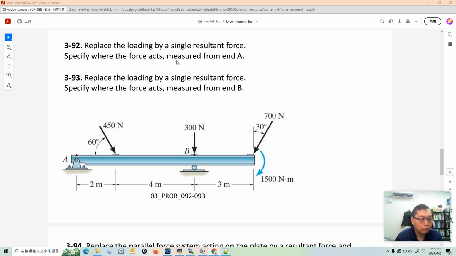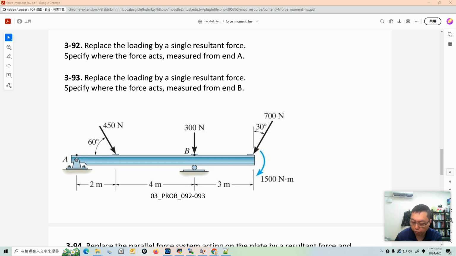They just want you to do a simplification of the external loading, where the final result is just a single, very simple resultant force. For the resultant force calculation, first of all, we have to calculate the magnitude of the resultant force. That's the first step, and I think it's relatively easy.